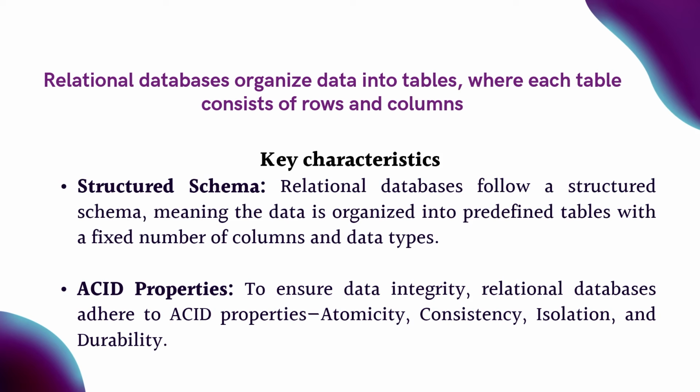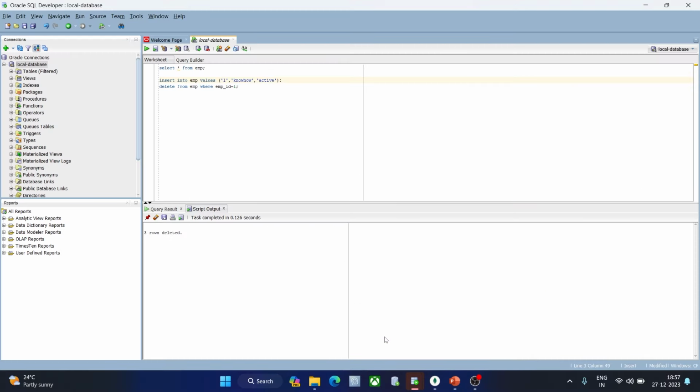The structure is the same, rows and column structure. Data is organized into predefined tables with a fixed number of columns and data types. Okay. Now what does that mean? Let me give you an example. In my system, I have an Oracle database. Let's suppose I have a table named employee. Okay. I will be checking the description of this table. By description, I mean I'll try to understand the structure of the table. Okay. So this is the structure of the table.